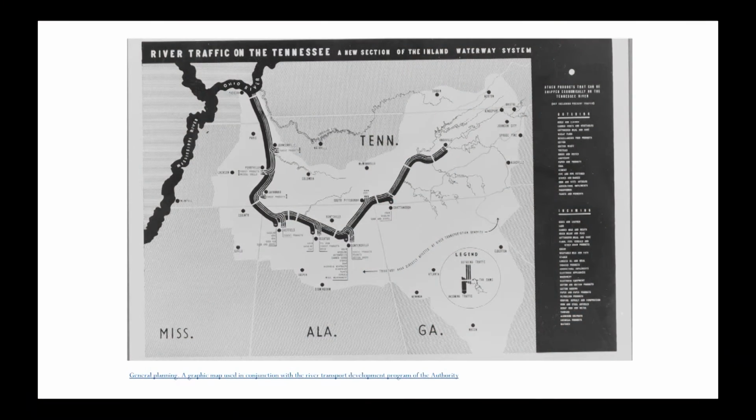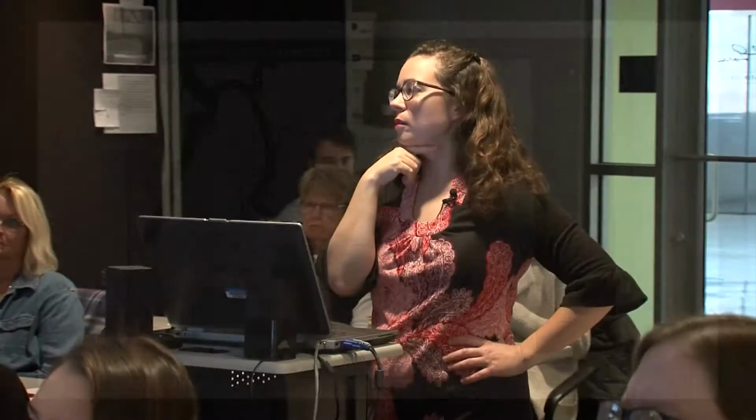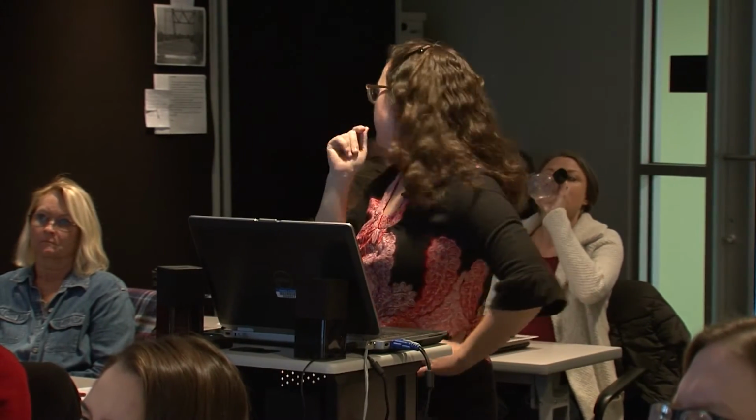And do you see those white lines bisecting that river? What do you think those might be? I know you can't read it. Dams? Dams, yes. TVA dams. So they picked a location that was very close to a TVA dam.